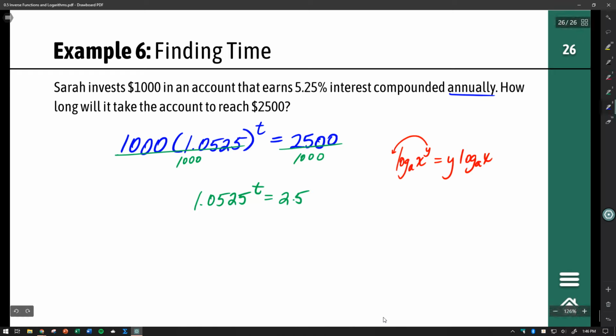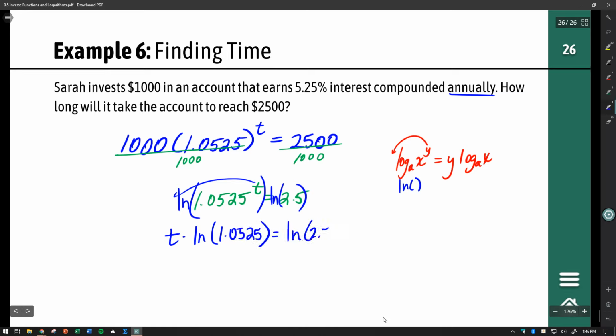Now, the simplest way to do that is to not use a log base a, but to use a natural log. That one's usually the quickest to work with. So let's take the natural log of both sides of this equation. And what we can do now is we see natural log of a base raised to a power. Power is going to come out front. So now we've got t times the natural log of 1.0525 equals the natural log of 2.5.